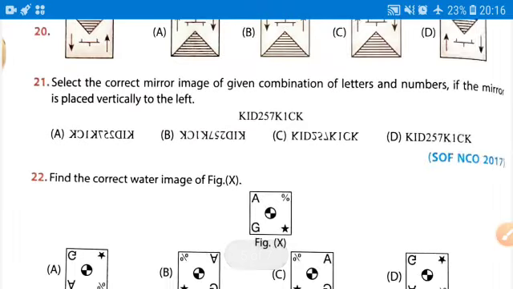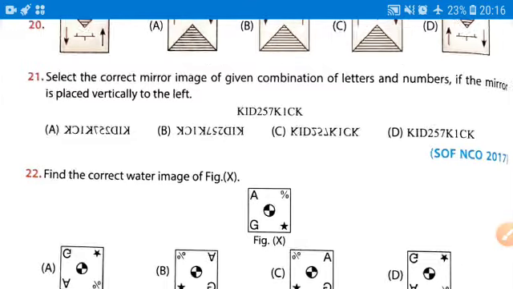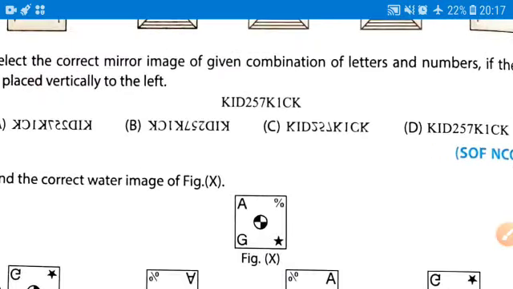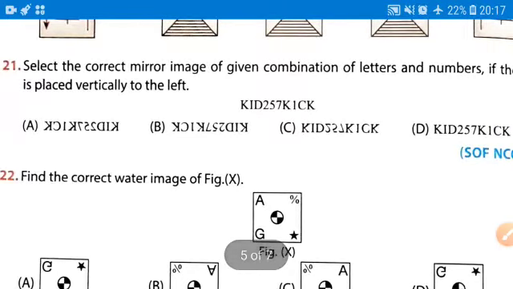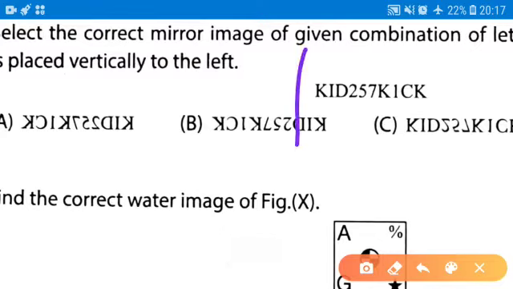Select the correct mirror image of a given combination of letters and numbers if the mirror is placed vertically to the left. So if the mirror is placed vertically to the left of this, how will we make the mirror image? Vertically to the left means here. The mirror is placed here. This is the mirror. Now we have to make the mirror image.